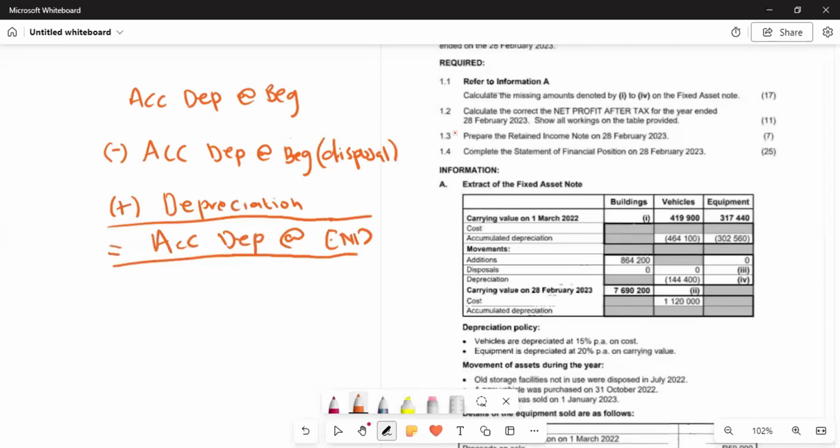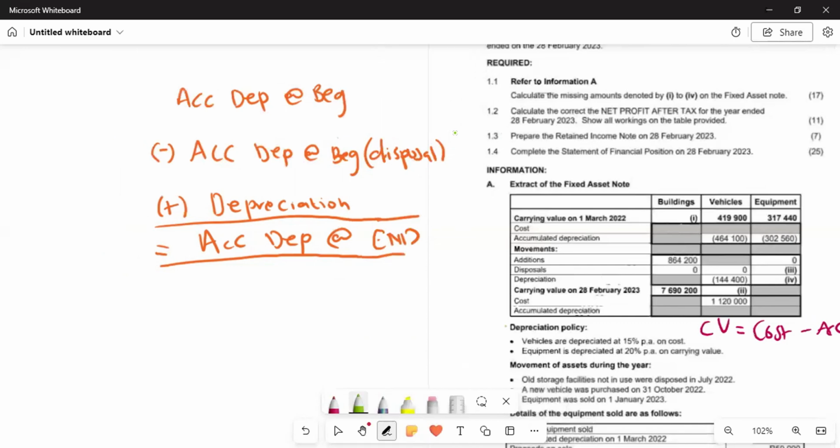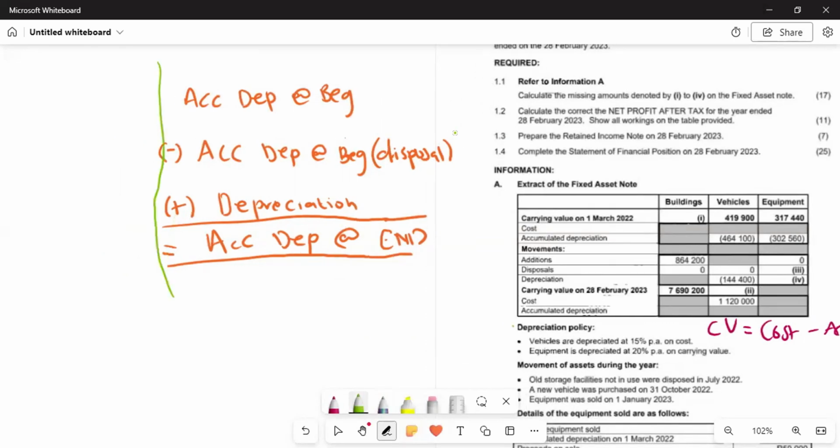Taking this into consideration, let us calculate the carrying value at the end. Remember, to find your carrying value, you need to take your cost and subtract your accumulated depreciation. In this case, we have our cost at the end of the year, which is 1,120,000. Making use of this formula, we need to calculate the accumulated depreciation at the end of the year. Do we have accumulated depreciation at the beginning with respect to vehicles? Yes, we have 464,100. Let me write it here.